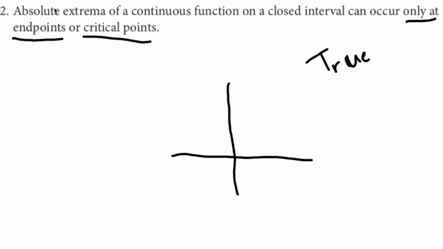And again, we're talking about the absolute extrema, so maxes or mins. We're not talking about the undefined values, but just the absolute extrema, maxes or mins. They occur either at the endpoints or at the critical points in between those endpoints. So 12 is true.